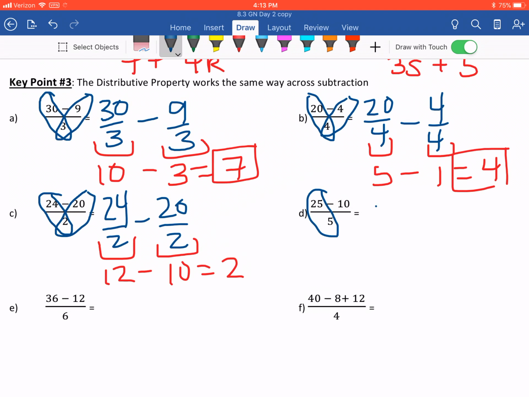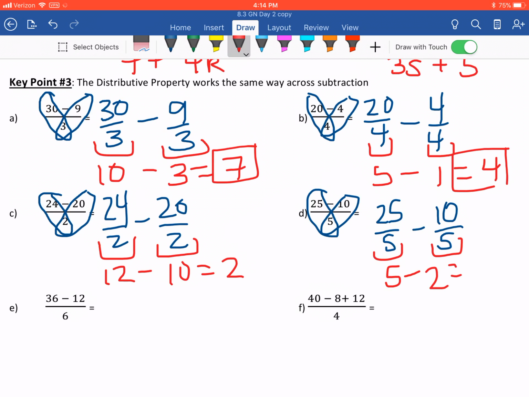Here, 25 divided by 5, actually I'm not going to do equals yet. 10 divided by 5. 25 divided by 5 is 5. 10 divided by 5 is 2. 5 minus 2 equals 3.